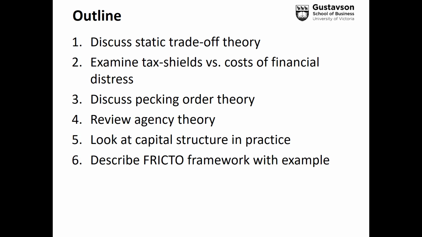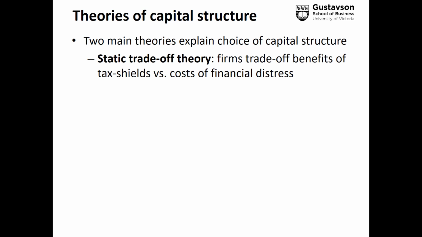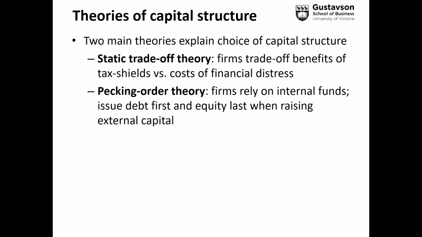I'm going to conclude by giving you an acronym, FRICTO, that will allow you to think about the different dimensions of capital structure. The two main theories of capital structure are the static trade-off theory and the pecking order theory. The static trade-off says there is a trade-off between the benefits of the tax deductibility of interest on debt and the cost of financial distress as a firm takes on more leverage and has a risk of going bankrupt.